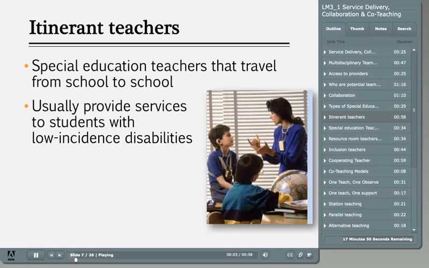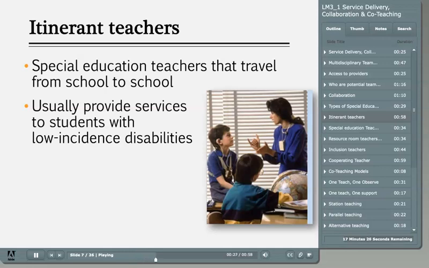Itinerant teachers are special education teachers that travel from school to school. They most likely support students with low incidence disabilities. Remember, that means children with disabilities that are rare. For example, an elementary school may only have one child who is blind in the entire school, and the child is included in the general education classroom.